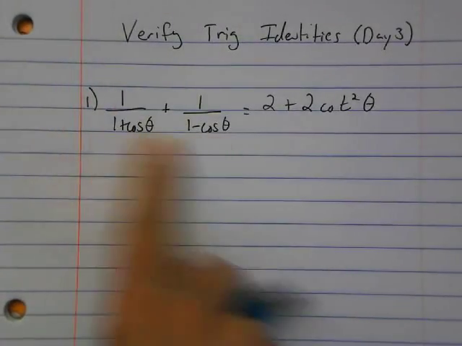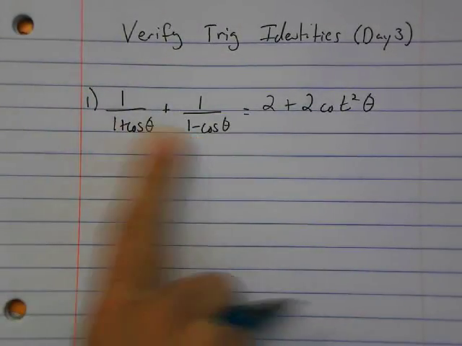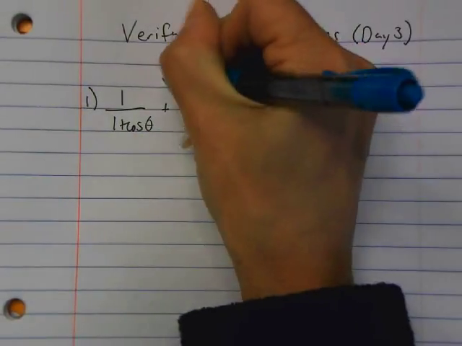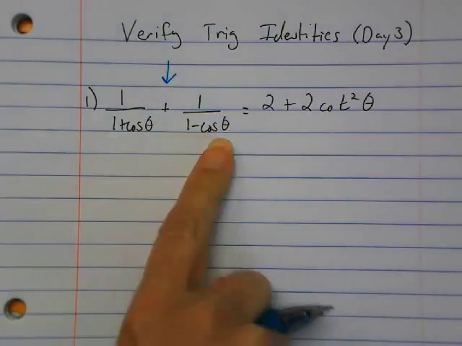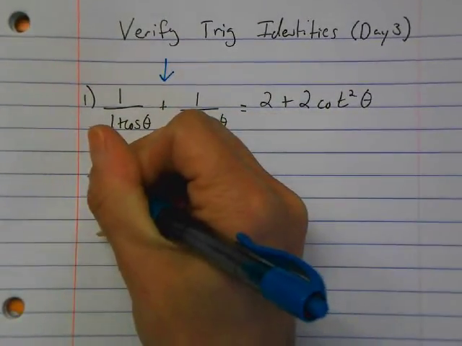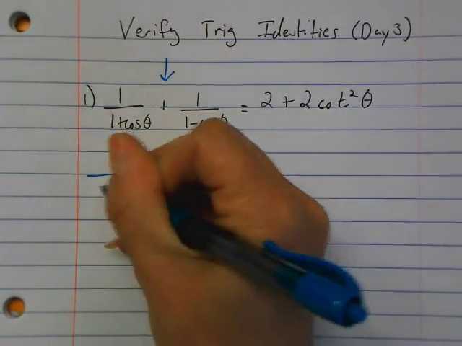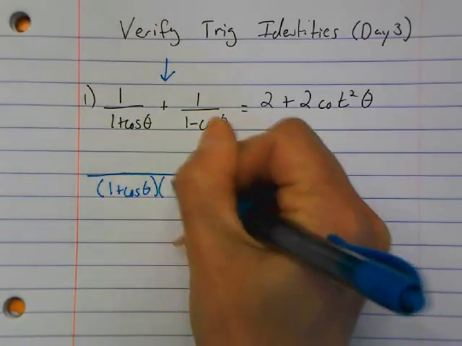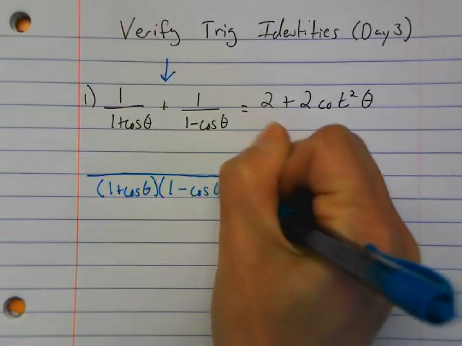First thing I'm going to do is go ahead, I'm going to start on this side because it does look to me much harder than this side. And I'm going to go ahead and start off by getting a common denominator. So do you agree that my common denominator is going to be 1 plus the cosine of theta times 1 minus the cosine of theta?